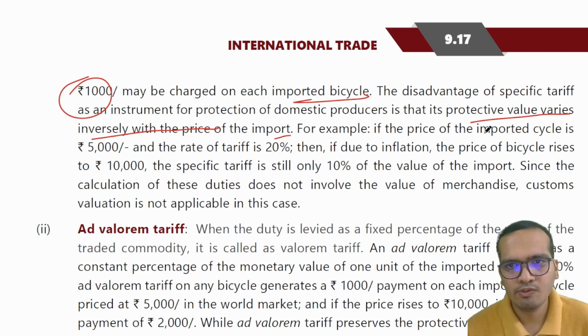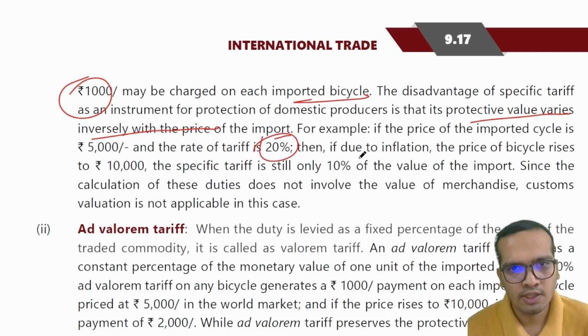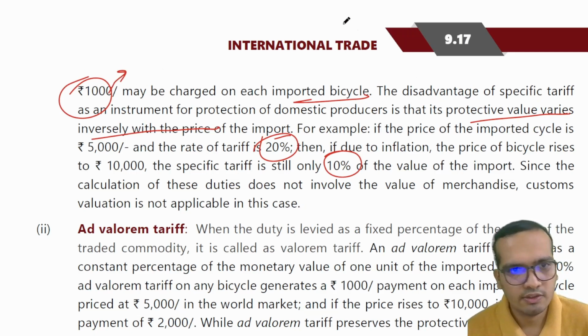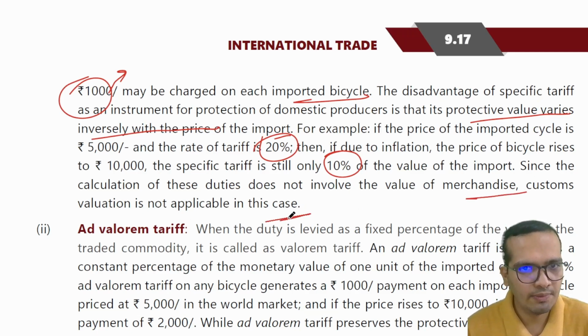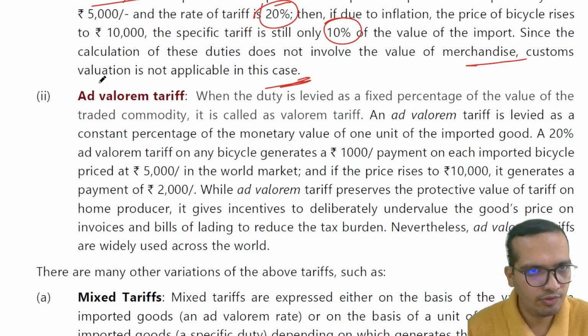For example, if the price of the imported cycle is 5,000 and the rate of tariff is 20%, that is 1000, then if due to inflation the price of the bicycle rises to 10,000, the specific tariff is now only 10% of the value of the import. Means ये fixed amount रहेगा 1000 irrespective of आपका ये. Since the calculation of these duties does not involve the value of merchandise, customs valuation is not applicable in this case. Second है ad valorem tariff.